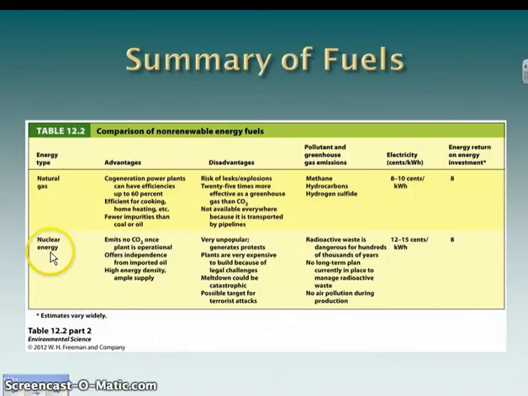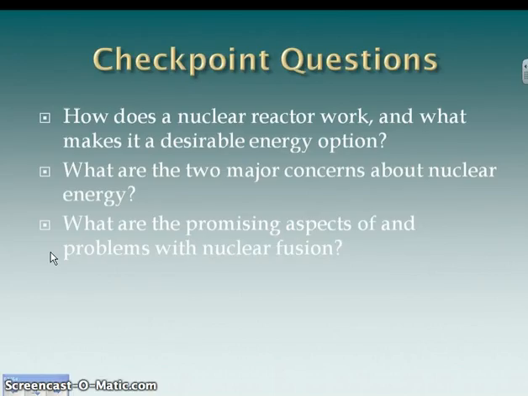And we should be very, very familiar with the pros, the cons, and everything in this table to feel comfortable with the chapter. So once we're done here, again, open up your book, work on your checkpoint questions. How does a nuclear reactor work, and what makes it a desirable energy option? What are the two major concerns about nuclear energy? And what are the promising aspects of and problems with nuclear fission? Go ahead and answer these questions in Edmodo, and this is it for Chapter 12. Once you're done with Chapter 12, you can start to move on to Chapter 13.